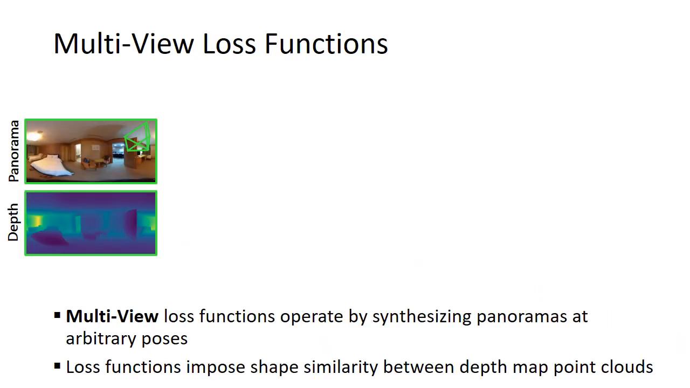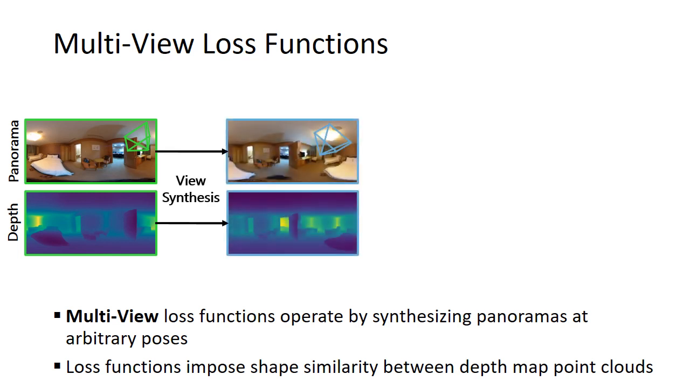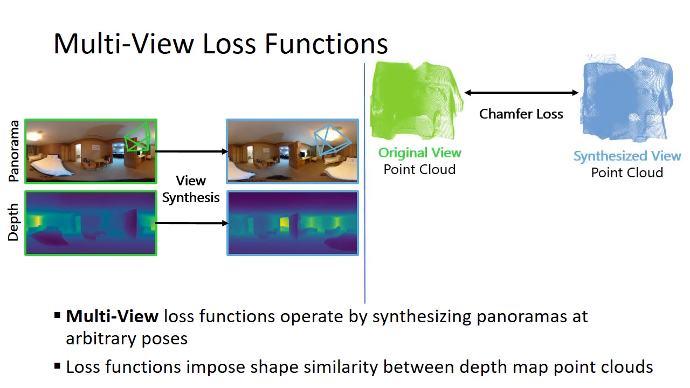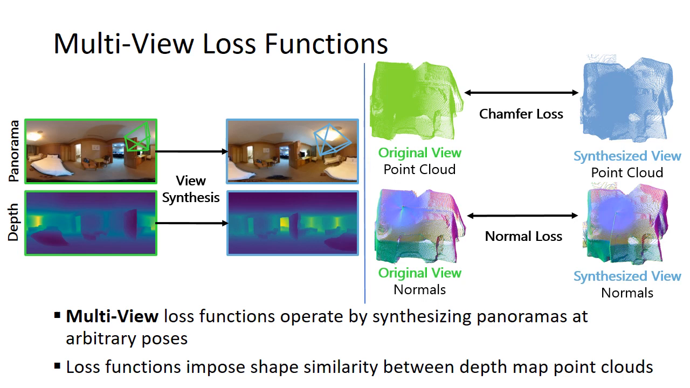Now I will briefly explain the loss functions employed for our calibration scheme. The first set of loss functions, namely multi-view loss functions, operate by synthesizing panoramas at various random pose perturbations. Given the synthesized panoramas and their depth predictions, chamfer loss enforces the point cloud coordinates produced from the two depth maps to be similar, and normal loss additionally enforces the point cloud normals to be similar.